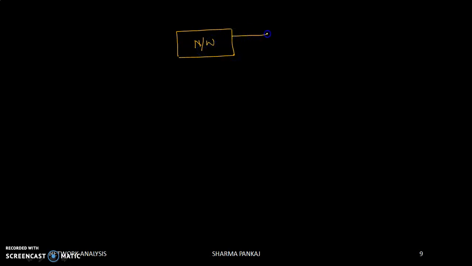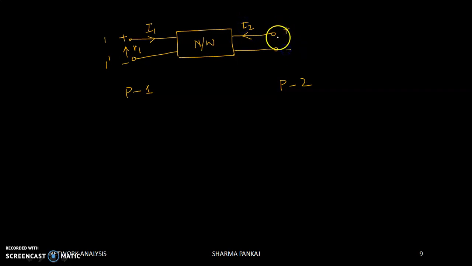This is your port. This is port 1. This is port 2. This is 1 and 1 dash. This is plus and minus. Voltage V1. Current inflow I1. This is current inflow I2. This is plus, this is minus, this is V2. Okay.